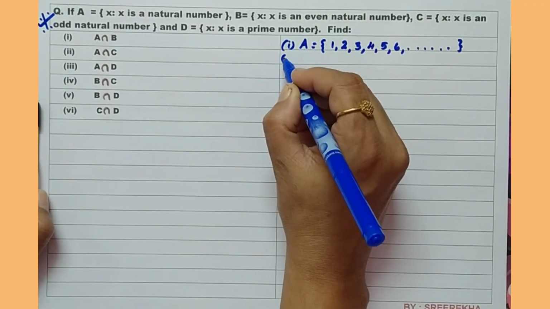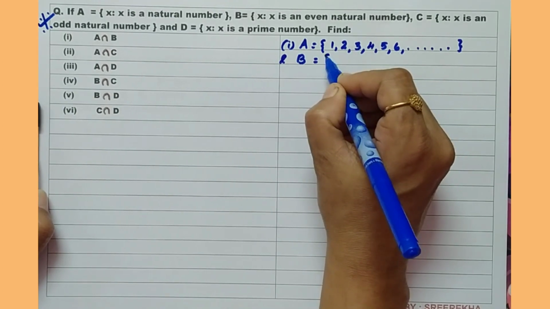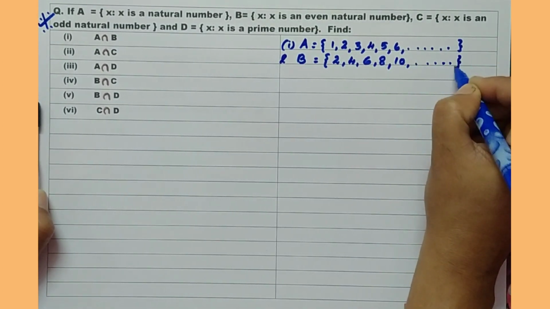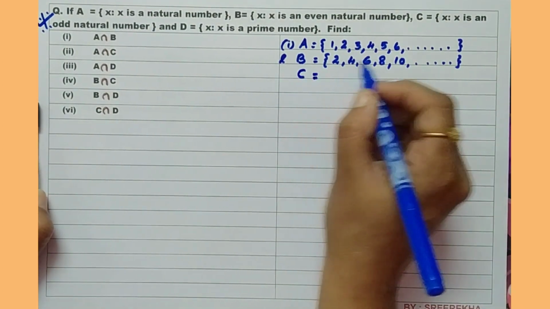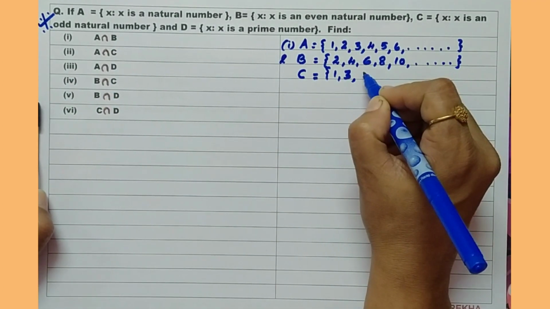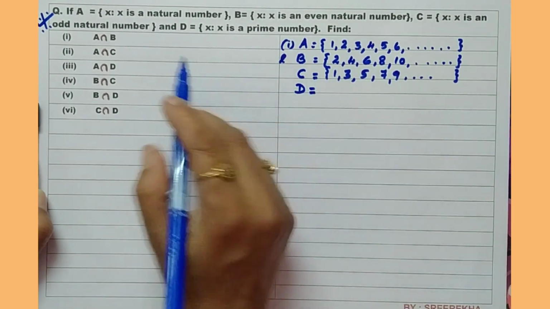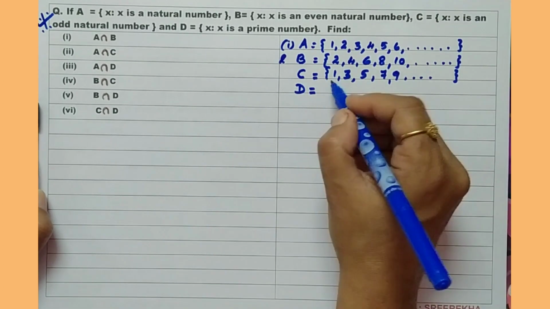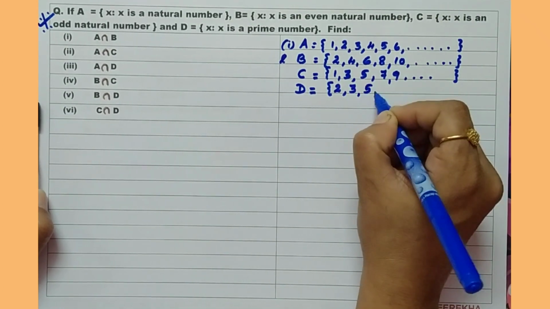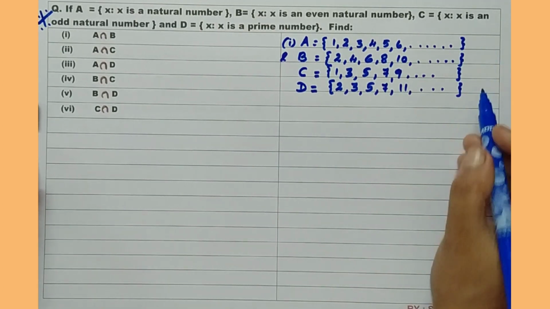Then come with the second set B. The second set B equals the set of all x such that x is an even natural number. Which are the even natural numbers? 2, 4, 6, 8, 10, etc. are the even natural numbers. That also is an infinite set. Come with the set C. C equals the set of all x such that x is an odd natural number. Which are the odd natural numbers? 1, 3, 5, 7, 9, etc. are odd natural numbers. And come with the last set D. D equals the set of all x such that x is a prime number. Which are the prime numbers? The number one is neither prime nor composite. So the prime numbers are 2, 3, 5, 7, 11, etc. The question seems to be very important as all the given sets are infinite sets.